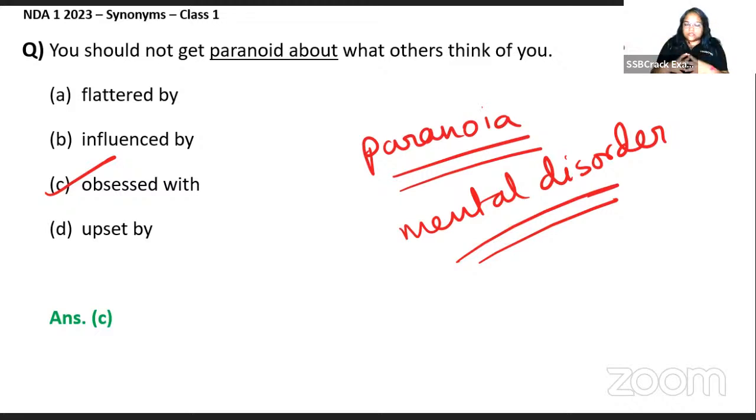But that doesn't happen. They don't have enough evidence to believe that somebody is going to harm them. But they have this psychological issue that other people are going to harm me. So that is called paranoia. When you get paranoid about something, you get obsessed with that thing, that something bad is going to happen to you. Somebody is going to harm you or attack you, right? So you should not get obsessed with what others think of you. That is paranoid about, right?